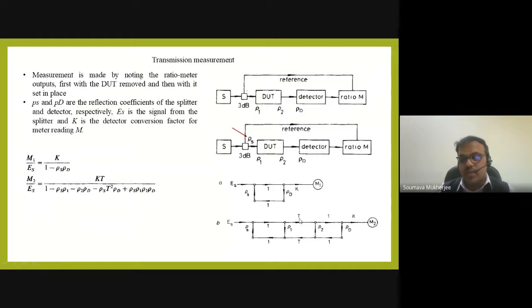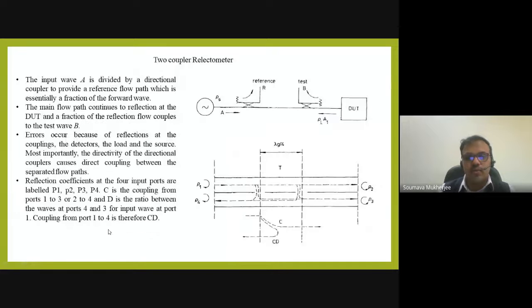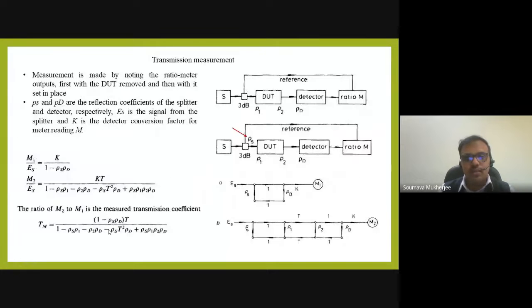We are trying to measure only T, but directly we will not be able to find it. We have to solve these equations and find it. So ultimately, my measured Tm, which should be equal to T, will be actually a function like this, which is 1 minus rho S rho D, and this is the thing. So this rho S is coming into the picture. If it was not there, then it would be much more simplified, and we would have got the actual T instead of Tm. So this is the error, and this is what we have to rectify if we want to get the accurate result.